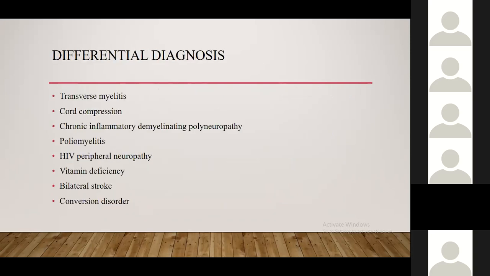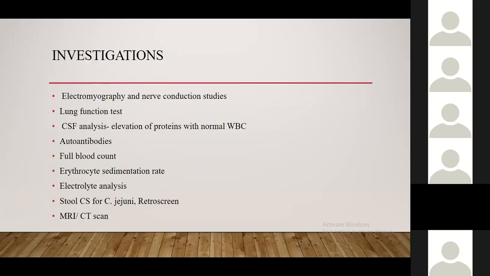Differential diagnosis: you have a host of things that can also mimic Guillain-Barré, like transverse myelitis, cord compression. All of these things will cause paralysis: poliomyelitis, HIV, peripheral neuropathy, vitamin B deficiency, stroke if it's bilateral, or conversion disorder. In this case, there's actually no problem; conversion disorders are psychiatric problems. The patient doesn't really have paralysis, but the patient feels they have paralysis. Most of the time, they tend to do it for attention seeking. It's called conversion disorder.